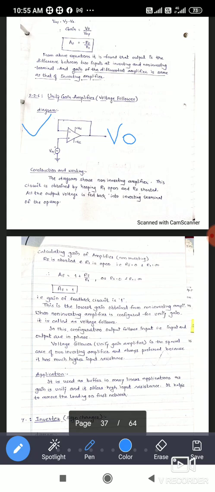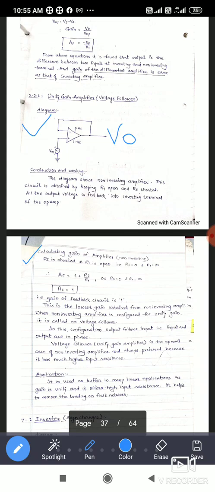So here the output is directly given to the inverting terminal and the input is applied at the non-inverting terminal. So the input Vin is applied at the non-inverting terminal. Now the diagram shows the non-inverting amplifier. This circuit is obtained by keeping R1 open and RF shorted. That means the feedback resistor RF is shorted and the resistance R1 is not taken. Next, the whole output voltage is fed back into the inverting terminal of the op-amp. Now we have to calculate the gain, as RF is shorted and R1 is open. RF shorted means RF is 0 and R1 is infinite.